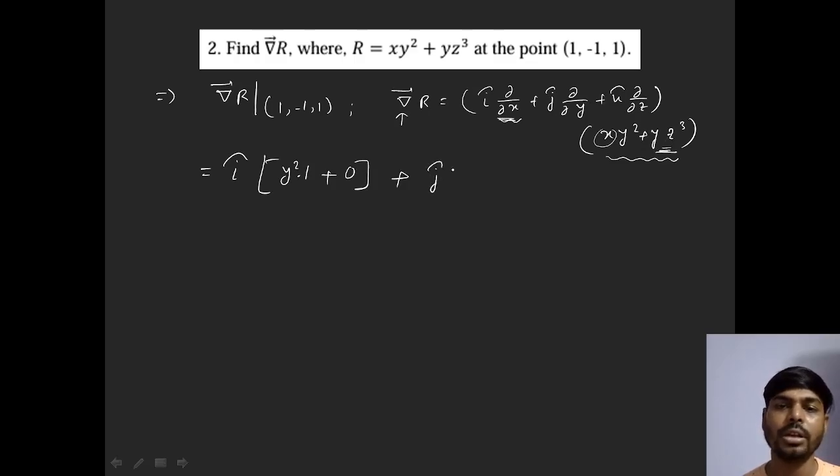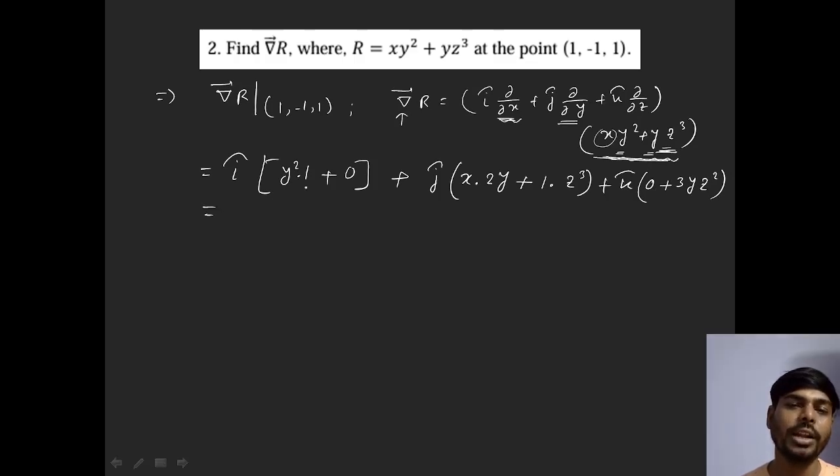Plus j cap. Now we will perform this del y on this xy square plus yz cube. Del y will operate on the y square, x as it is, and y square gives 2y. Then it will operate on this y term. It gives you 1 and z cube as it is. Plus k cap del del z over this term. In the first term there is no z, so it is 0. The second term has z, so it gives you basically 3y square. It's very simple.